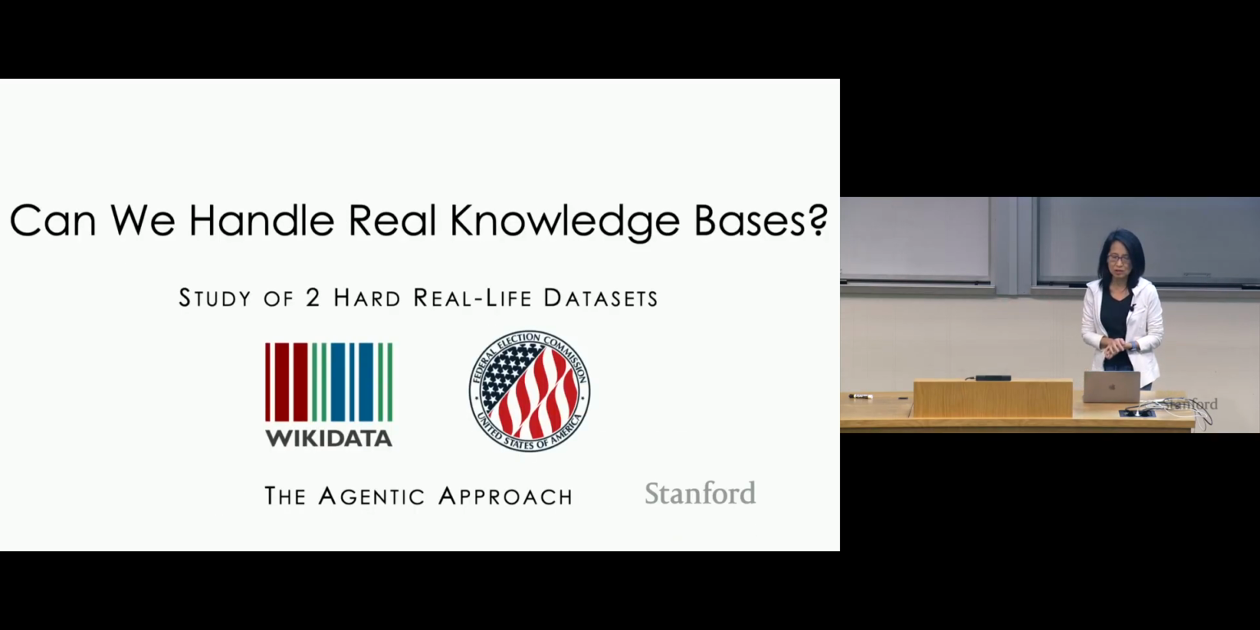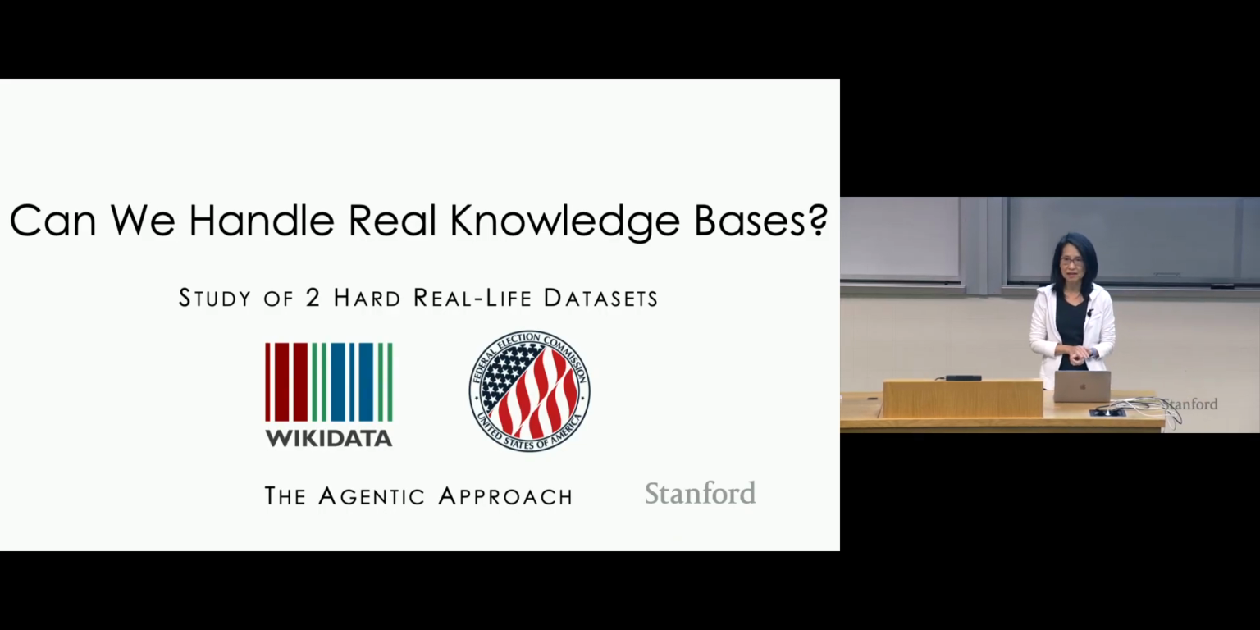And what we're going to do is to study two hard real-life data sets. The first one is Wikidata. It is the world's largest knowledge graph. If you can handle Wikidata, you can handle any knowledge graph. And then there is the other one, which is just really tables. It is just SQL queries. And this is the Federal Election Commission data. And we're going to use these as examples for this class.